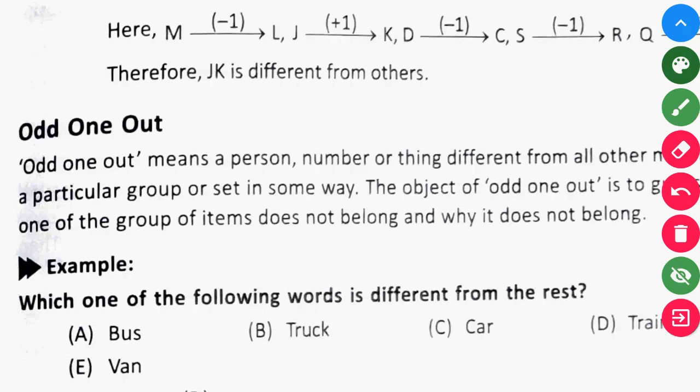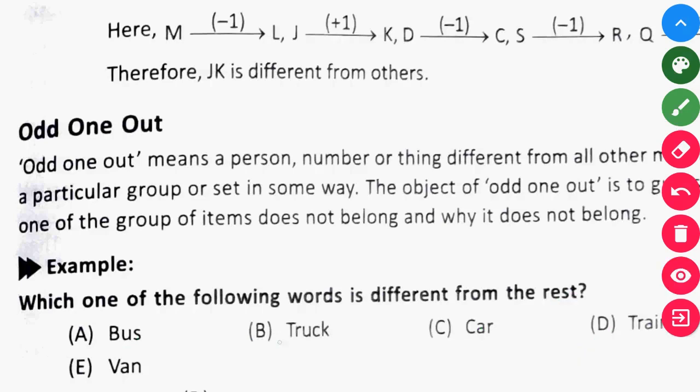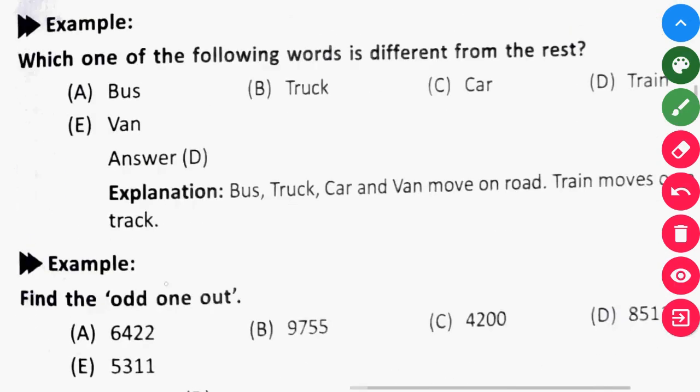So which one of the following words is different from the rest? The words are bus, truck, car, train and van. If you look at the words carefully, all the words are names of vehicles, but some vehicles run on road and some run on railway track or air or water. So all the vehicles are running on the road: bus, truck, car, van, etc. But train is running on railway track, so it is the odd one out here.